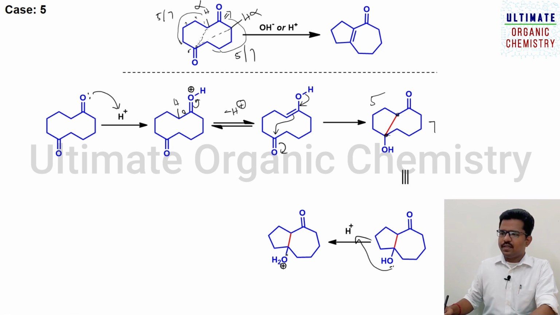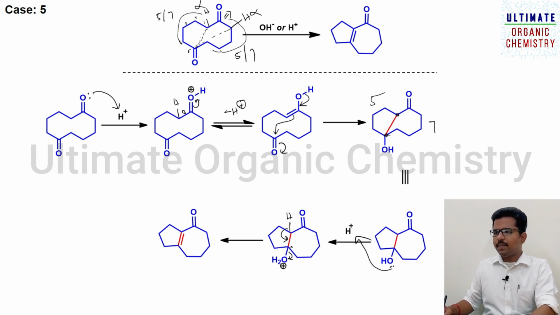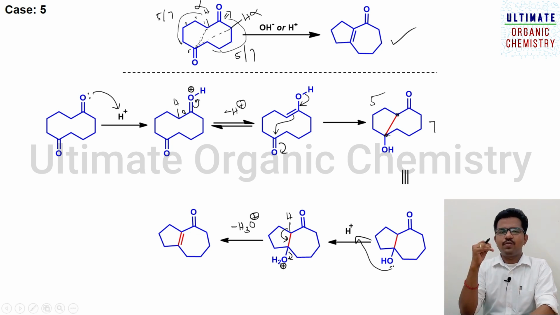So it will form this hydronium ion, which will be a very good leaving group. Once it is leaving, a carbocation will be generated. As a result the acid will be regenerated as H plus, and H3O plus will be leaving, right? I will get the final product. Okay, so in this case you will get this as the final product. So this is about the 1 to 5 cases.